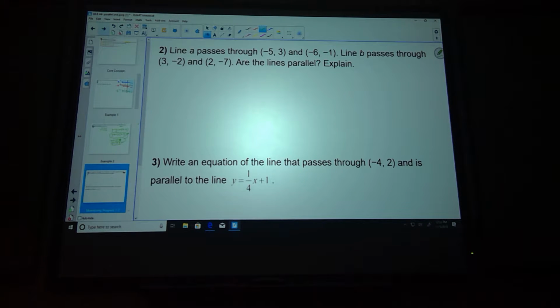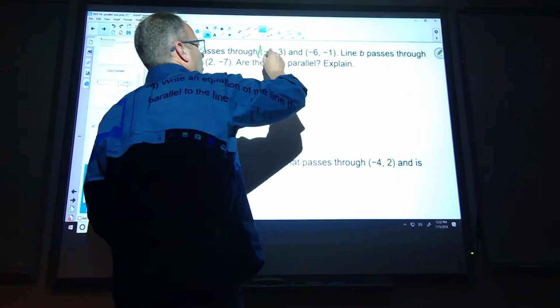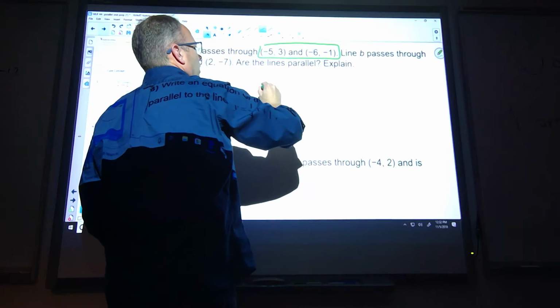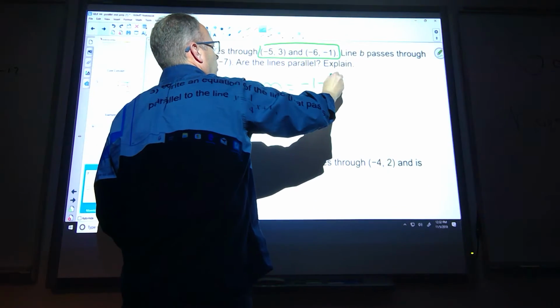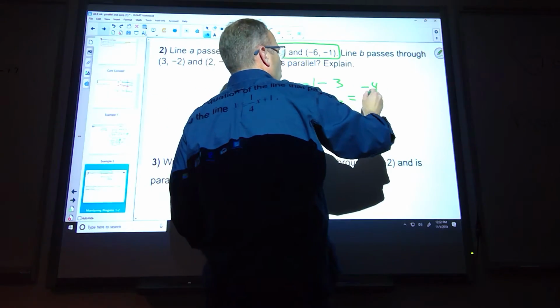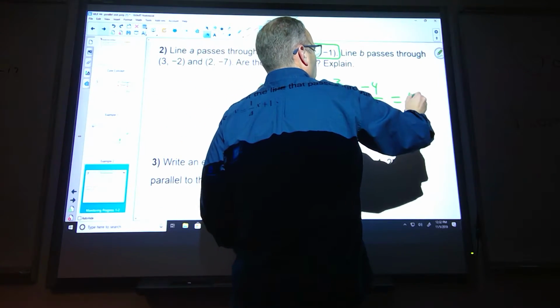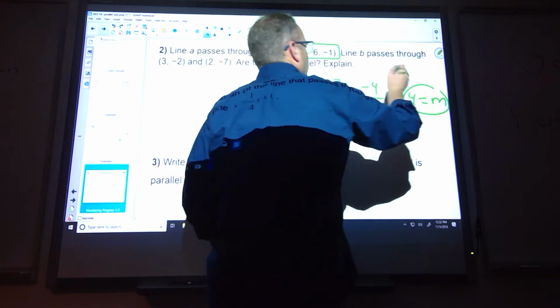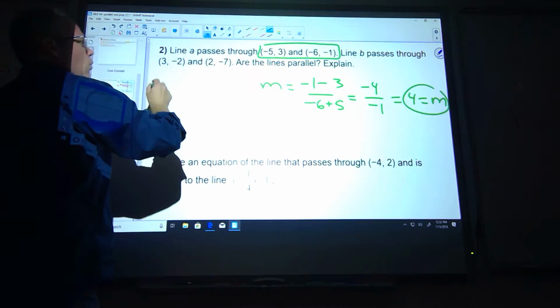All right. So it says line A passes through negative 5, 3, and negative 6, 1. Line B passes through 3, negative 2, and 2, negative 7. Are the lines parallel? Well, let's find the slope of this first. We'll do this one in green. So negative 1 minus 3, negative 6 plus 5. So that gives me negative 4 over negative 1, which is just 4. Agree? So the green has 4 for an answer.